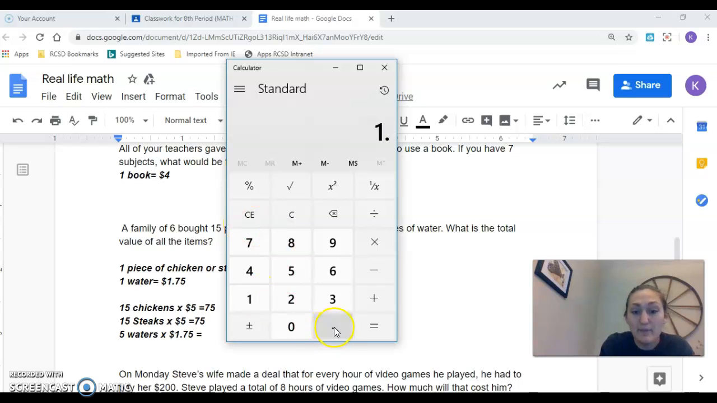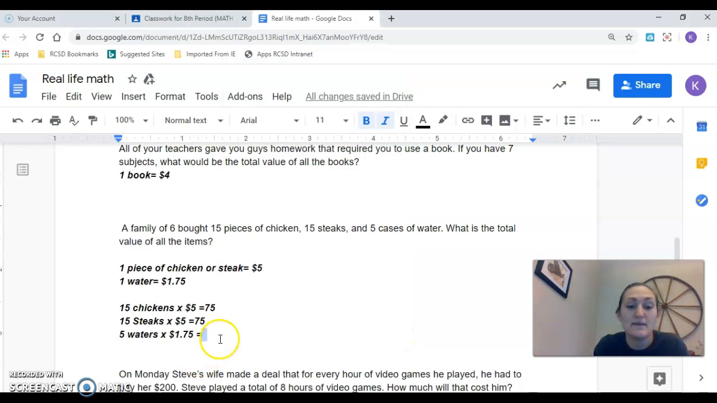I've got $1.75. Oh, I did it wrong. $1.75 times how many waters? 5 waters. I did that backwards. So it's going to be $8.75. Oh, and I forgot my units, which are the money. This isn't 75 steaks, it's $75 worth of steaks.